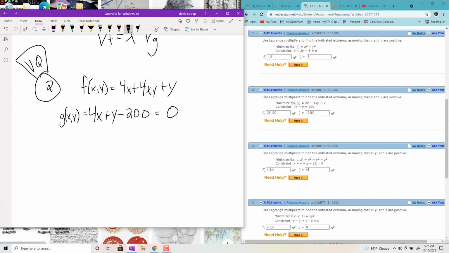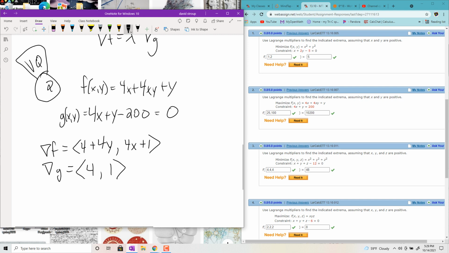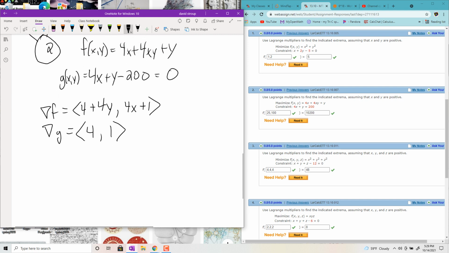You need the gradients for each of these functions. The gradient of f is going to be 4 plus 4y, and then the other component is 4x plus 1. The gradient of g is going to be 4 and then 1. So the system of equations that you have to solve will be 4 plus 4y equals 4 lambda.